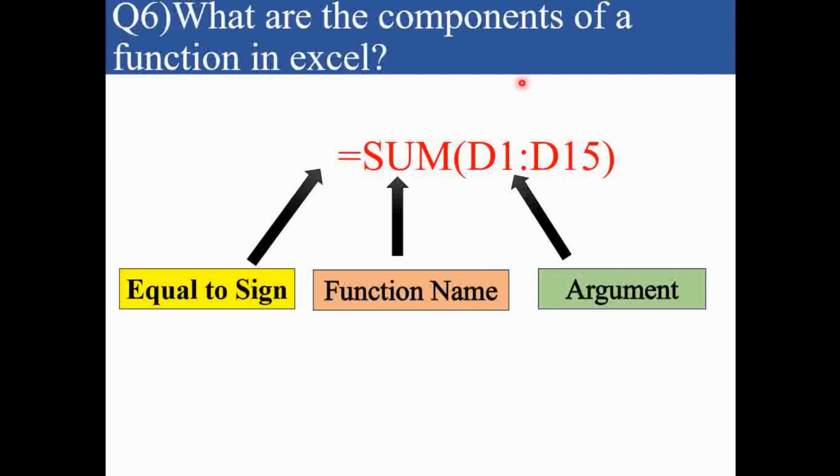The third thing present in the function is the argument. The argument is which type of task we are going to perform by using that function. Summation is happening between the cell addresses D1 to D15, and that has to be represented with the help of a colon. We use the colon for giving the range for the summation task. These are the basic components of any function. These are mandatory. The argument is the thing present between the brackets. So we have to understand that it will have different structures to represent.